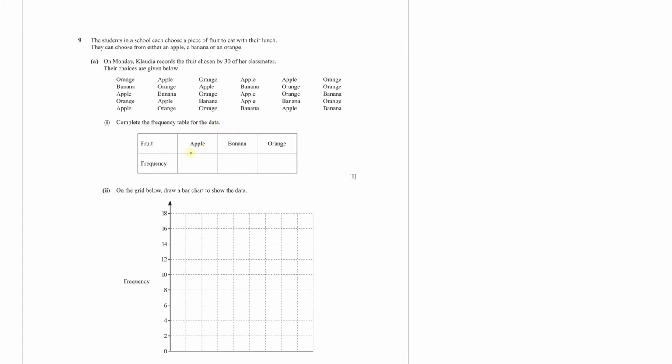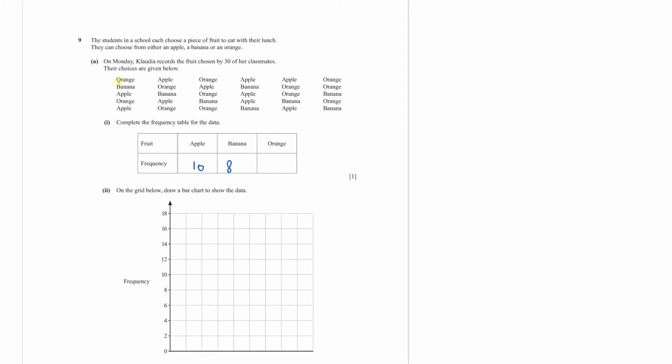So we have to count basically how many people chose apple, how many chose banana, and how many chose orange. So first let's count the apples. 1, 2, 3, 4, 5, 6, 7, 8, 9, 10. So bananas 1, 2, 3, 4, 5, 6, 7, and 8. And oranges 1, 2, 3, 4, 5, 6, 7, 8, 9, 10, 11. No, I should have 30 when I sum them up.